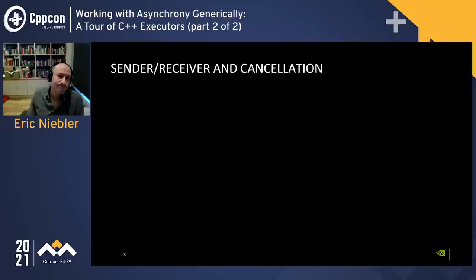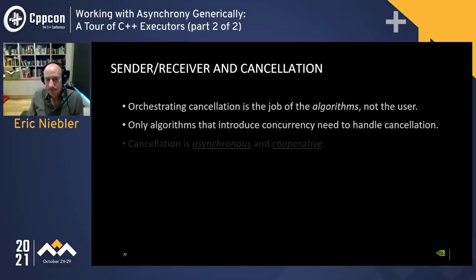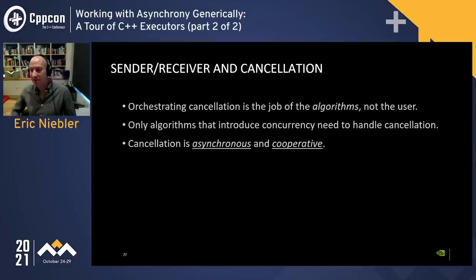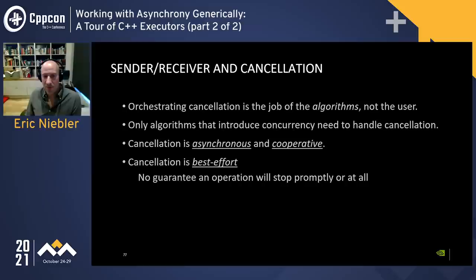So here's the larger point that I want to make about sender, receiver, and cancellation. Orchestrating cancellation is the job of the algorithms, not the user. Algorithms that introduce concurrency need to handle cancellation. Cancellation is asynchronous. It could come in at any point from another thread of execution. And it has to be cooperative. There's no way to just axe a running task. You have to ask it to stop. It doesn't have to honor that request, I'm sorry, it can choose to ignore it, not handle it, but it's best to honor that request. So cancellation is best effort. There's no guarantee that an operation will stop promptly or at all.